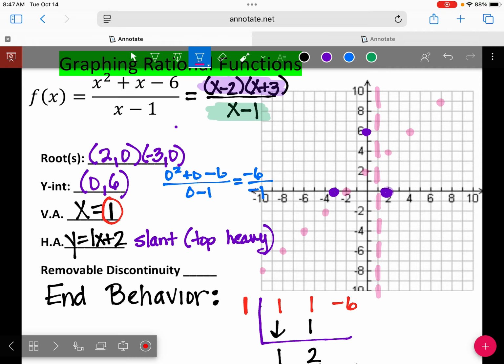But I'm trying to just make sure that when I connect it, I'm going to go ahead and draw it in now, that it's in the right position. So you want to go ahead and draw that in. Oh, and we don't have any removable discontinuities, nothing cancels, so that would be NA.